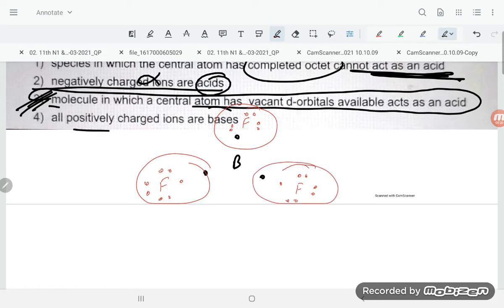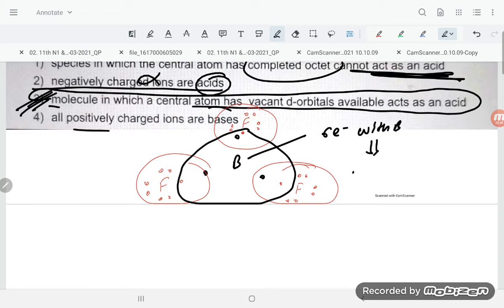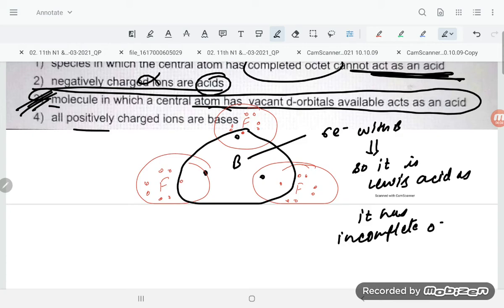But what about the boron? What is the boron doing? If you talk about the boron, student, boron is not able to complete the octet. Here you see 6 electrons with boron. Okay, 6 electrons with boron. So what will it be? A Lewis acid, as it has an incomplete octet. So it has an incomplete octet, right student? So this is our required answer.